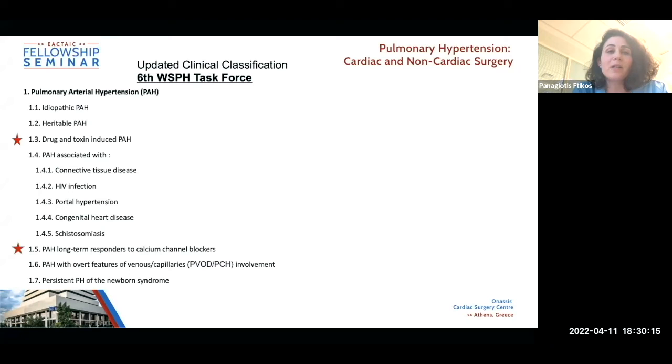First of all, they added a group of patients who are defined as long-term responders to calcium channel blockers, because these patients were found to have improved survival when treated with long-term calcium channel blockers. And they have also added a group of patients with overt features of venous capillary involvement, because these patients seem to have poor prognosis and decreased response to pulmonary arterial hypertension treatment.